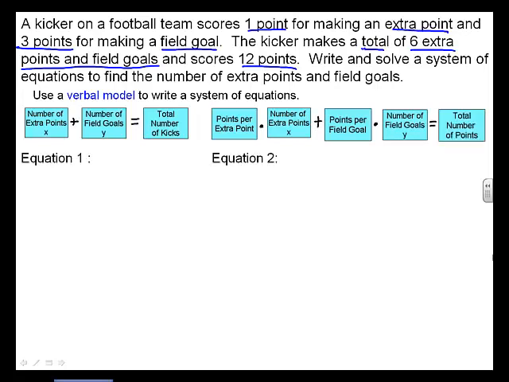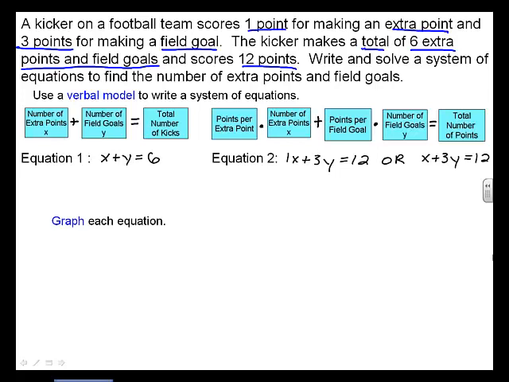So equation 1 is x plus y equals 6. And equation 2 is 1x plus 3y equals 12. Or we could write this as x plus 3y equals 12.